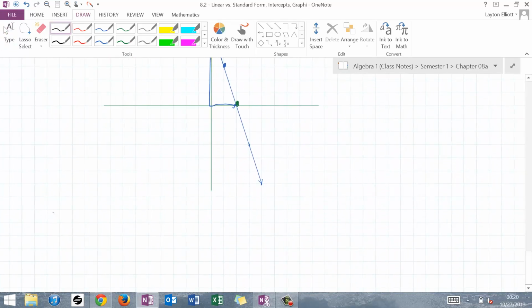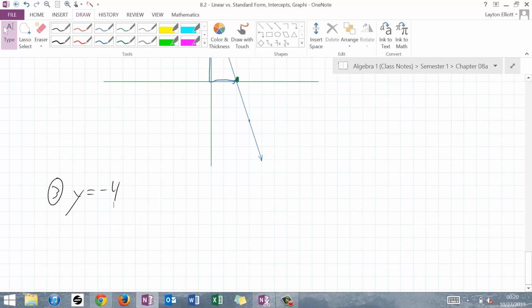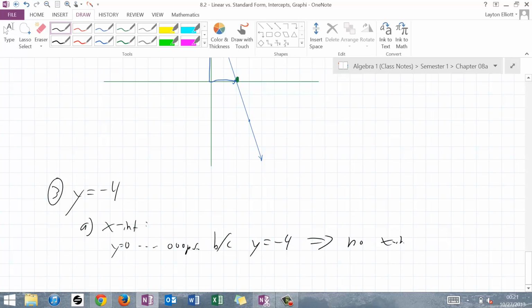Let's do an example like this. Let's graph the line y is equal to negative 4. And you may ask, what? Well, watch. What's the x-intercept? The x-intercept occurs when y equals 0. That's an oops, because y doesn't equal 0. Y equals negative 4. What that means is that there is no x-intercept.